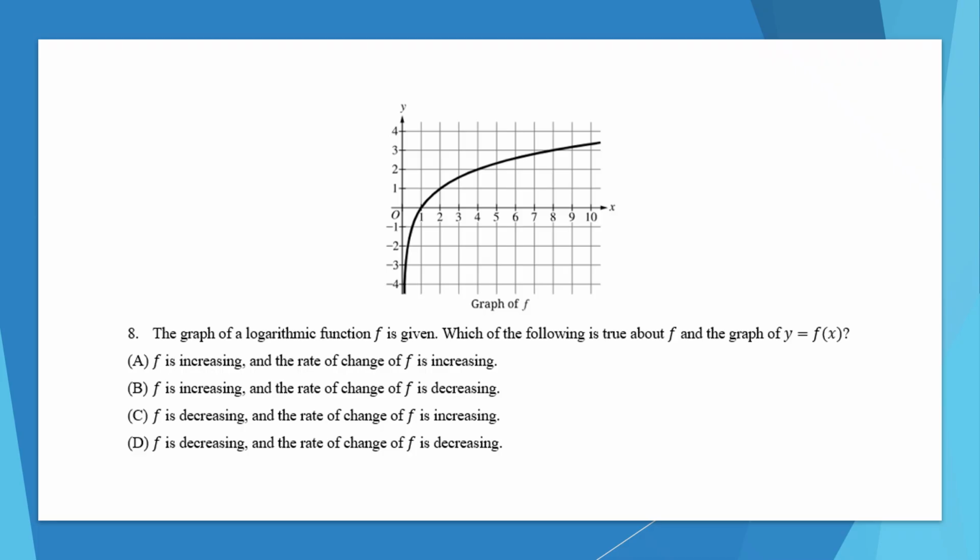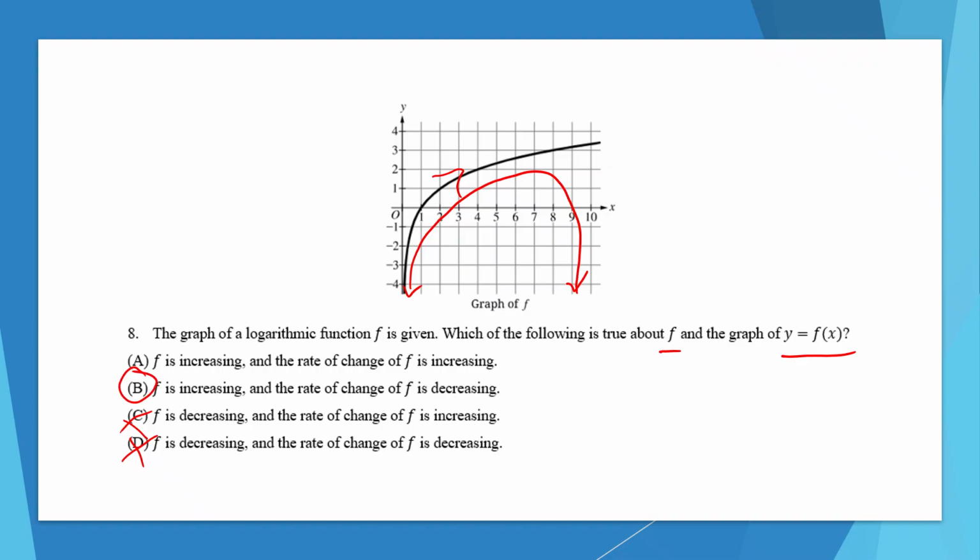Right, number 8. The graph of a logarithmic function is given. Which of the following is true about this function and the graph of this function? So here this is increasing, so we can eliminate C and D. And then we also know the rate of change is decreasing because it is concave down, and so B should be our answer here.